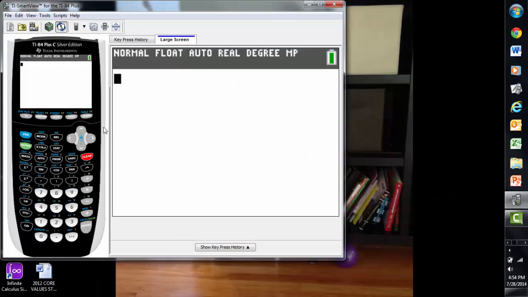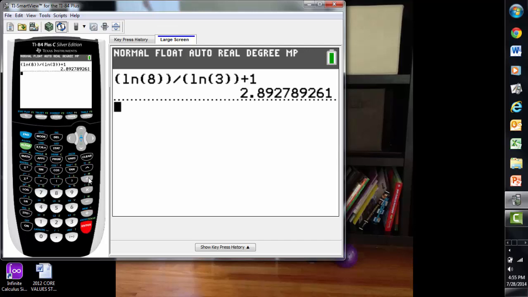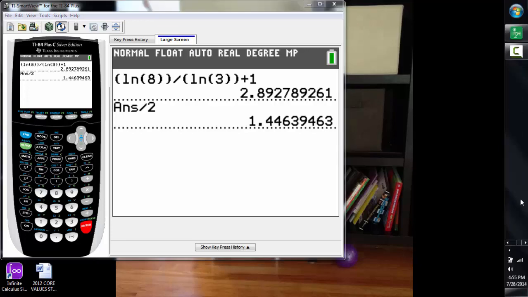Okay, so now we're looking at the ln of 8. I'm going to put that in parentheses. ln 8 divided by ln 3. I'm going to add 1. I'm going to hit enter and divide by 2. So that's where you get an answer of 1.44.